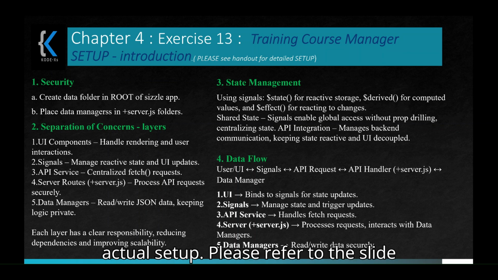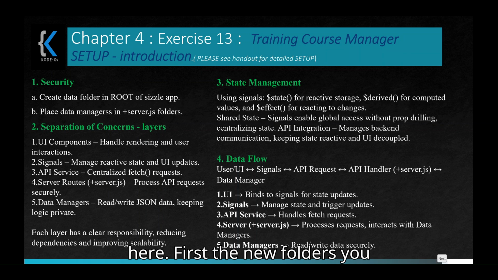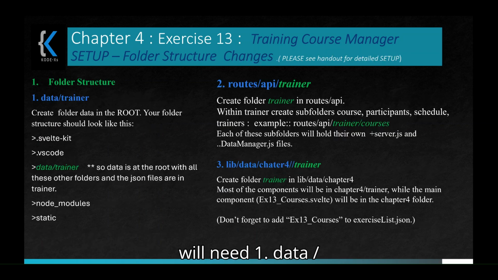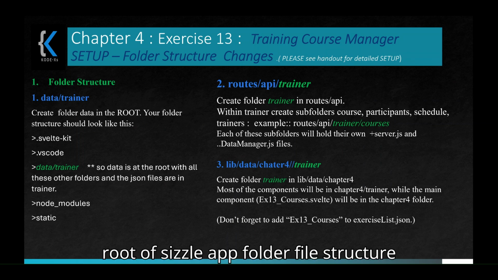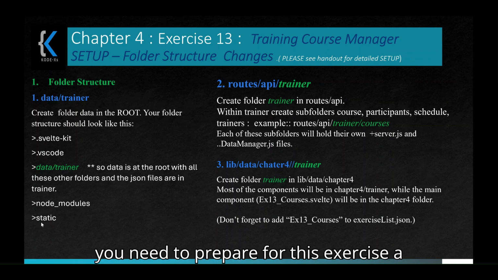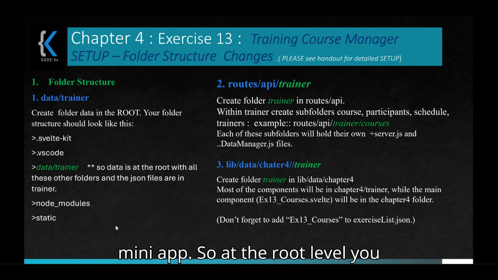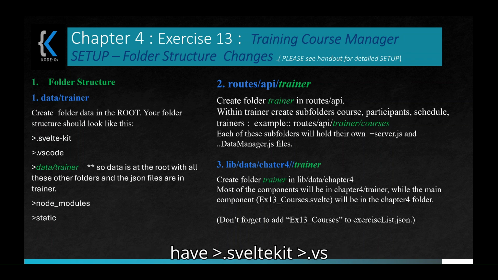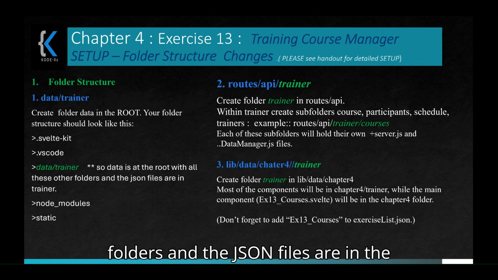Okay, now for the actual setup, please refer to the slide and especially to the handout for the detail. I will show this in general here. First, the new folders you will need. 1. Data Trainer. Below is the top-level, root of Sizzle app folder file structure you need to prepare for this exercise, a mini-app. So at the root level you have .svelte-kit, .vscode, data/trainer, so data is at the root with all these other folders and the JSON files are in the trainer folder.